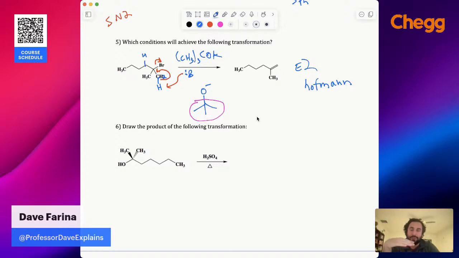It's going to go Hoffman. It's going to be kinetically driven, and it'll get this proton here on the exterior of the molecule. It just floats by the side, snags it, and then we get our elimination, kick off the bromo group, and there's our E2 Hoffman elimination product. Looks like one person got it there.